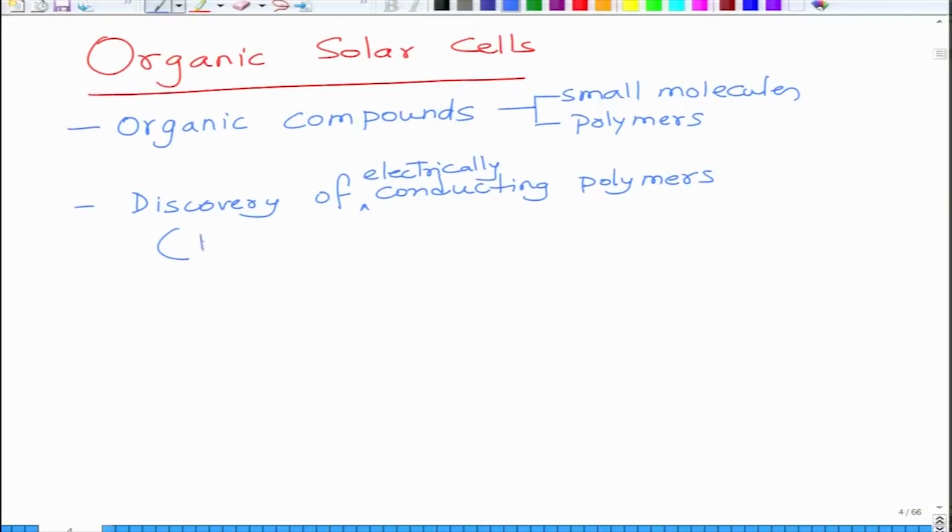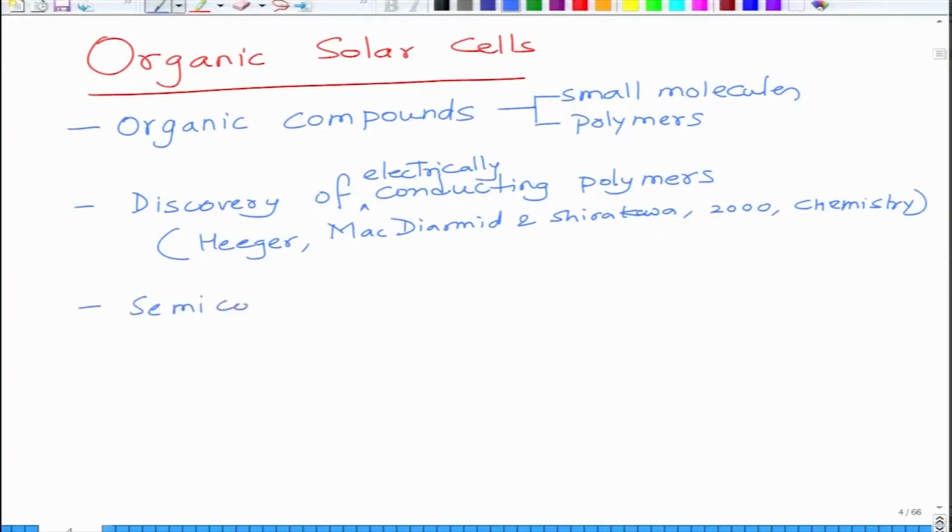And this resulted in a Nobel Prize to Heeger, MacDiarmid and Shirakawa in 2000. This is the chemistry Nobel Prize. This discovery, although it was made a lot earlier, opened the floodgates for a different kind of electronics away from silicon electronics, and this gave rise to organic, polymeric materials which could conduct electricity. They were semiconducting materials.